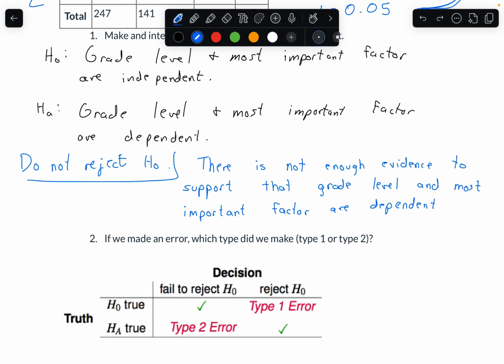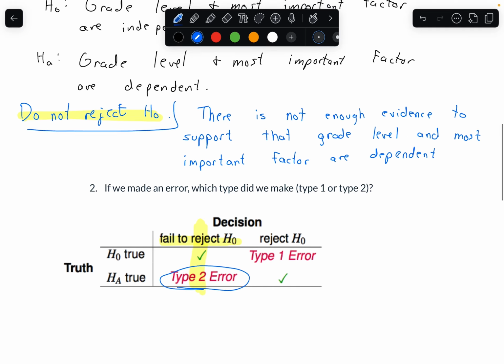So this says, if we made an error, what type did we make? We chose in this case to not reject H0. So that means we're looking at not rejecting H0. In other words, we failed to reject H0. And using this handy dandy little table right there, I can say, well, if we failed to reject H0, one of two things is true. Either H0 is true, in which case, hey, cool, that's awesome. That's great news. If H0 is true, then we made the right decision and we're good to go. But if the alternative hypothesis is true, then in this case, we've made a type 2 error.